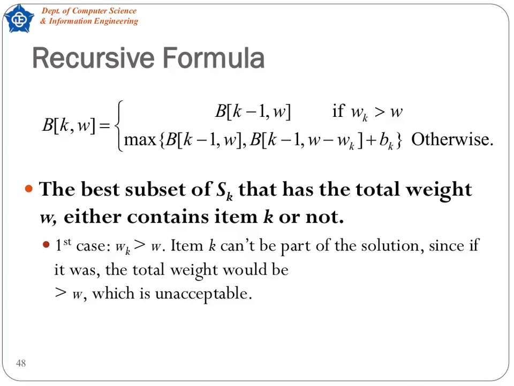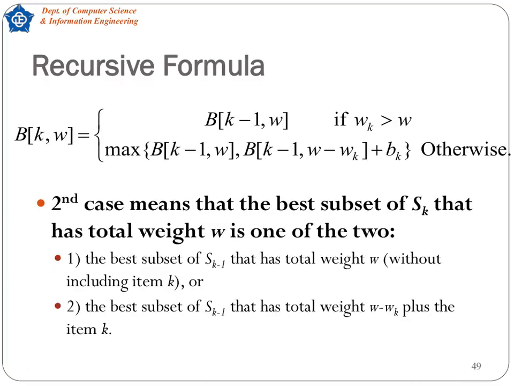2. Otherwise, we compare 2 options. A. Skip item k and stick with B[k-1, w], or B. Include item k, which gives us its benefit b_k, plus the best we can do with the remaining capacity, B[k-1, w - w_k]. We then choose whichever option yields the higher total. In other words, the optimal subset of the first k items at weight w either excludes item k or includes it and adds its benefit to the best solution for the leftover capacity.